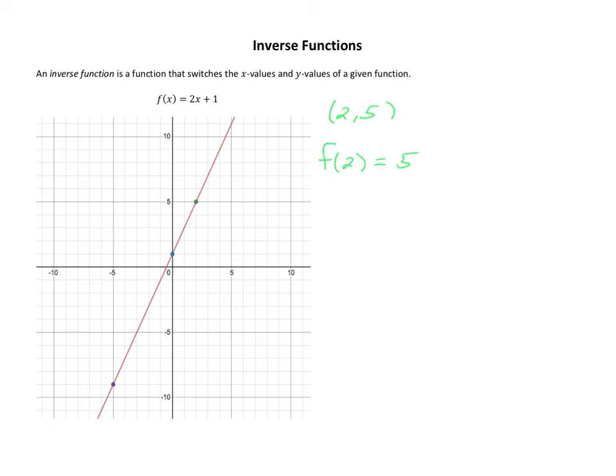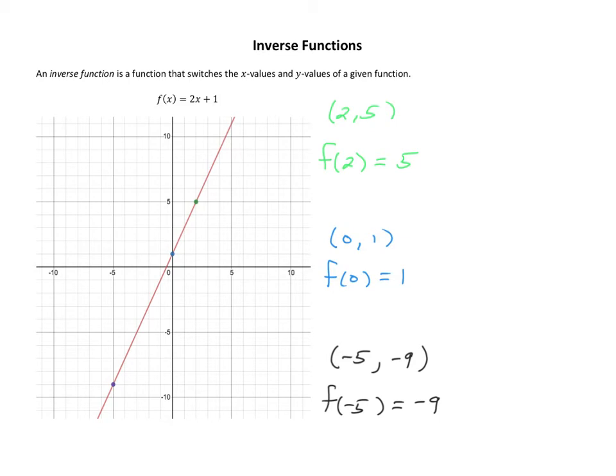This is the point 0, 1, and that makes sense too. If you put 0 into this function, you would get 1 back. And then the last one down here, it looks like, okay, that's negative 5, negative 9. And that makes sense for this function as well. If you put in negative 5, you'd get negative 9 back for y.